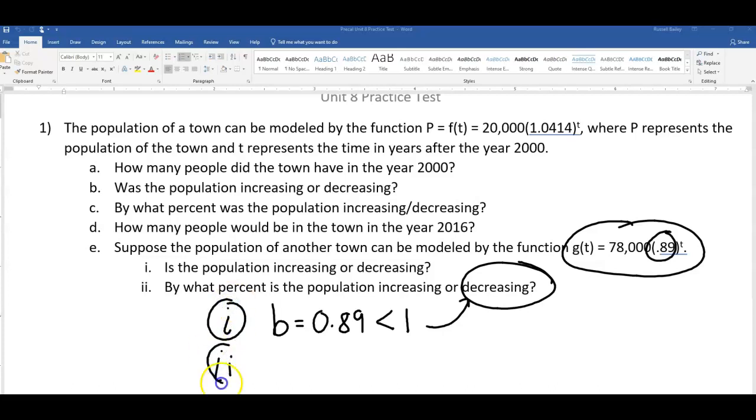And the question again on part 2 is, by what percent is the population increasing or decreasing? Once again, to do that we're going to use this little formula. The percentage that it's increasing or decreasing is just another way of asking for the growth rate. And so B is 0.89.